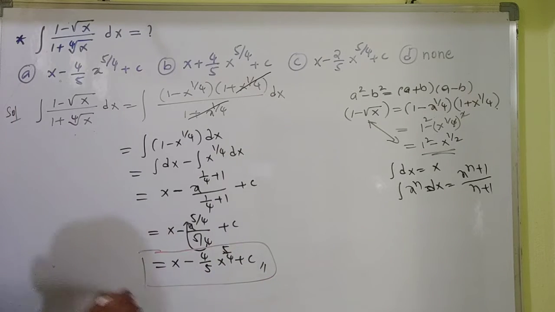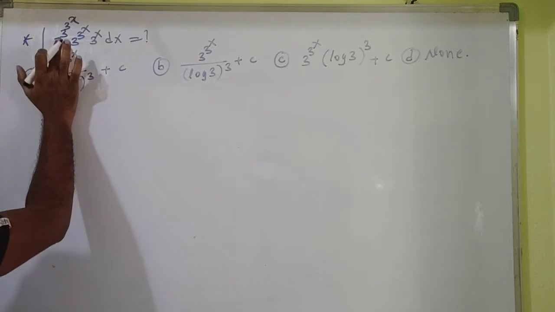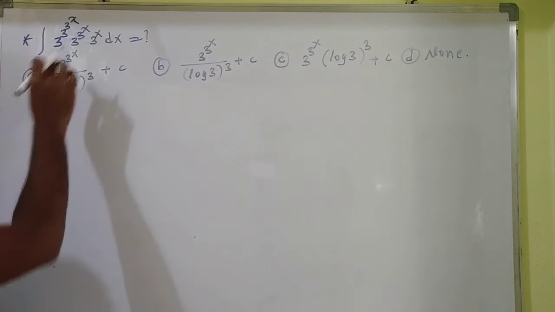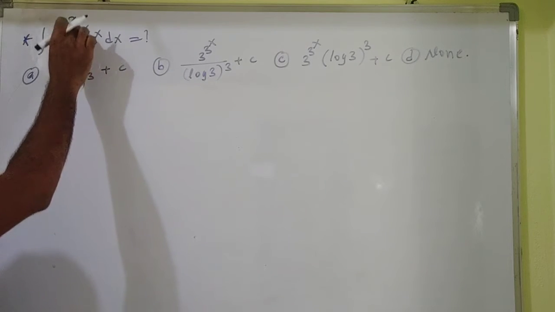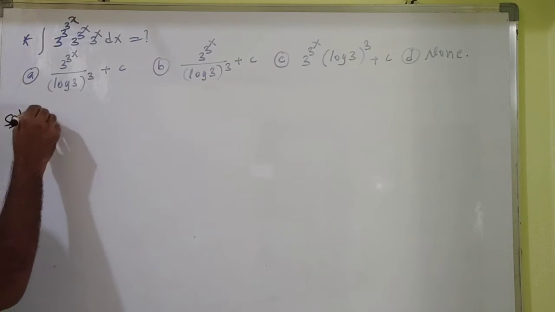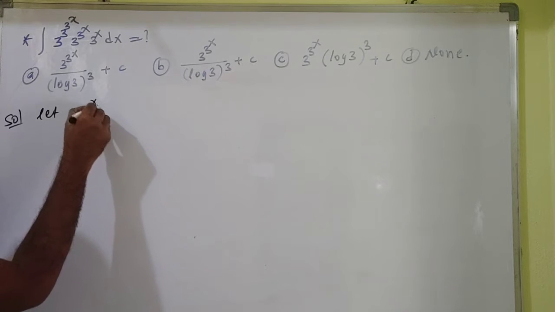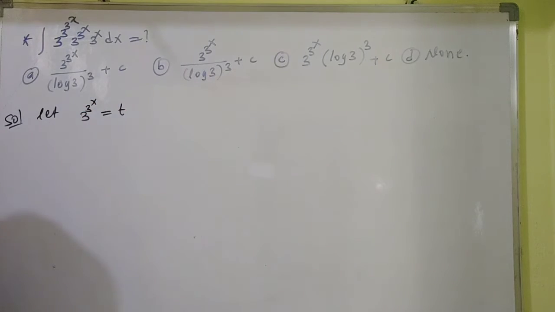Now that is option A. Next one: integration of 3 to the power of 3 to the power of x, times 3 to the power of x dx. Let 3 to the power of 3 power x be equal to t.